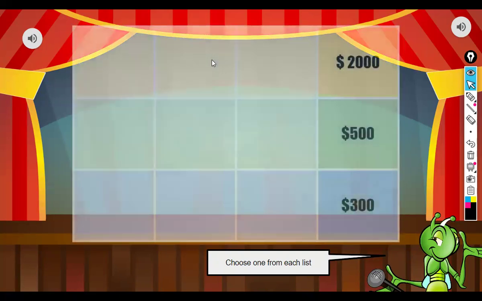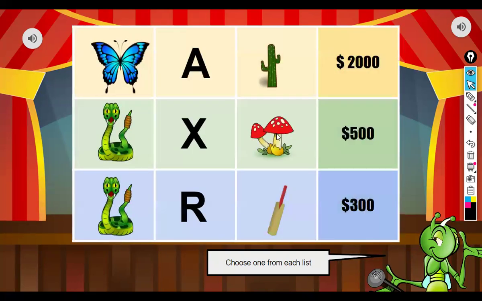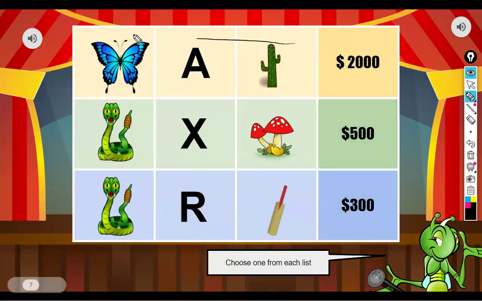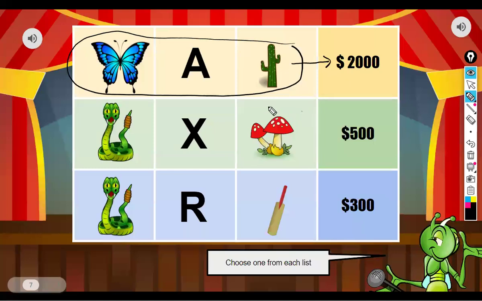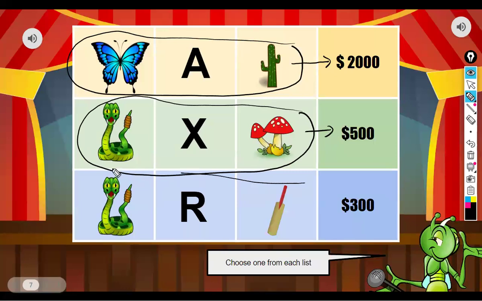These are the winning combinations. If you chose these 3, exactly those 3, you win 2,000. If you chose these 3, you win 500. If you chose these 3, you win 300. Any other combination gives you 0 money. So this one's a hard one to win.